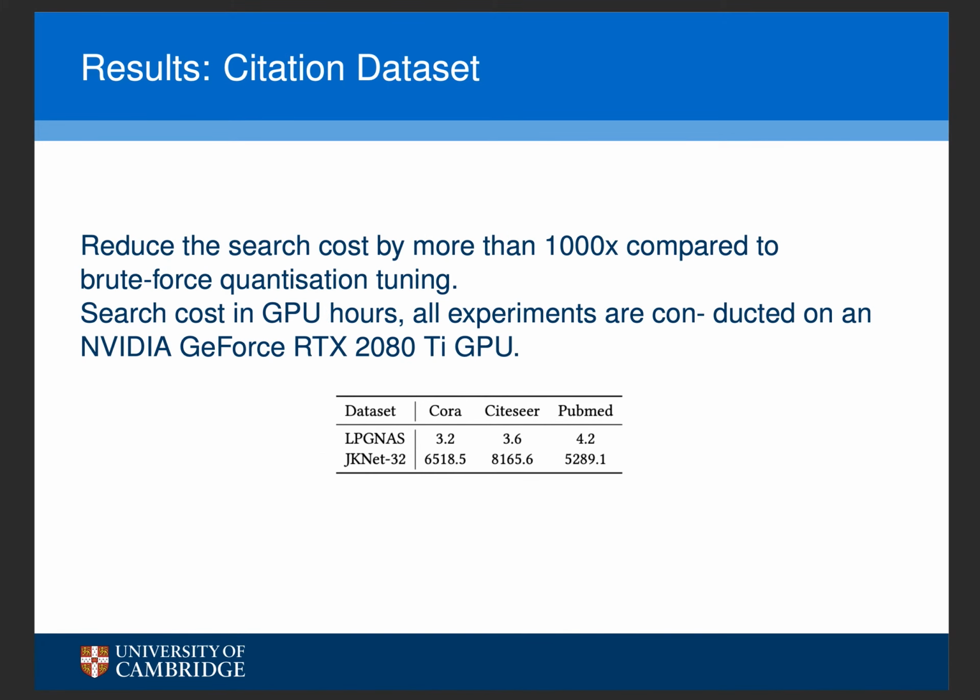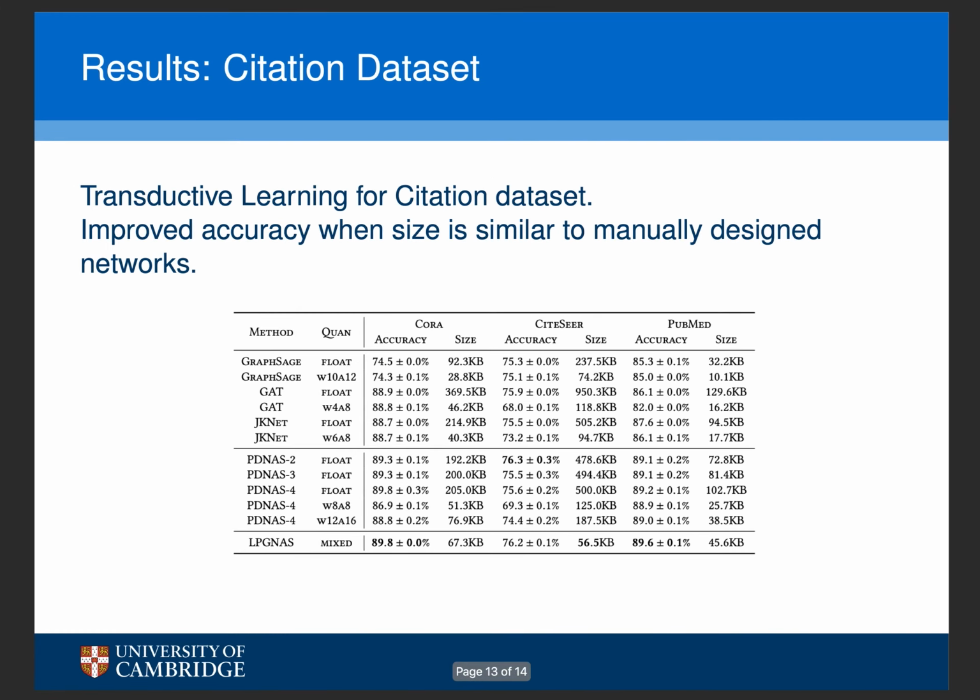To give you an idea of what LPGNOS has achieved, we're only showing the citation dataset here because of time limitation. A lot more datasets are in the appendix of our paper. It achieved around 1000x decrease in search time when compared to a brute force quantization tuning, which is basically trying quantization options one by one. And on this transductive learning setup on the citation dataset, we see an improved accuracy when the model size is similar to manually designed networks.